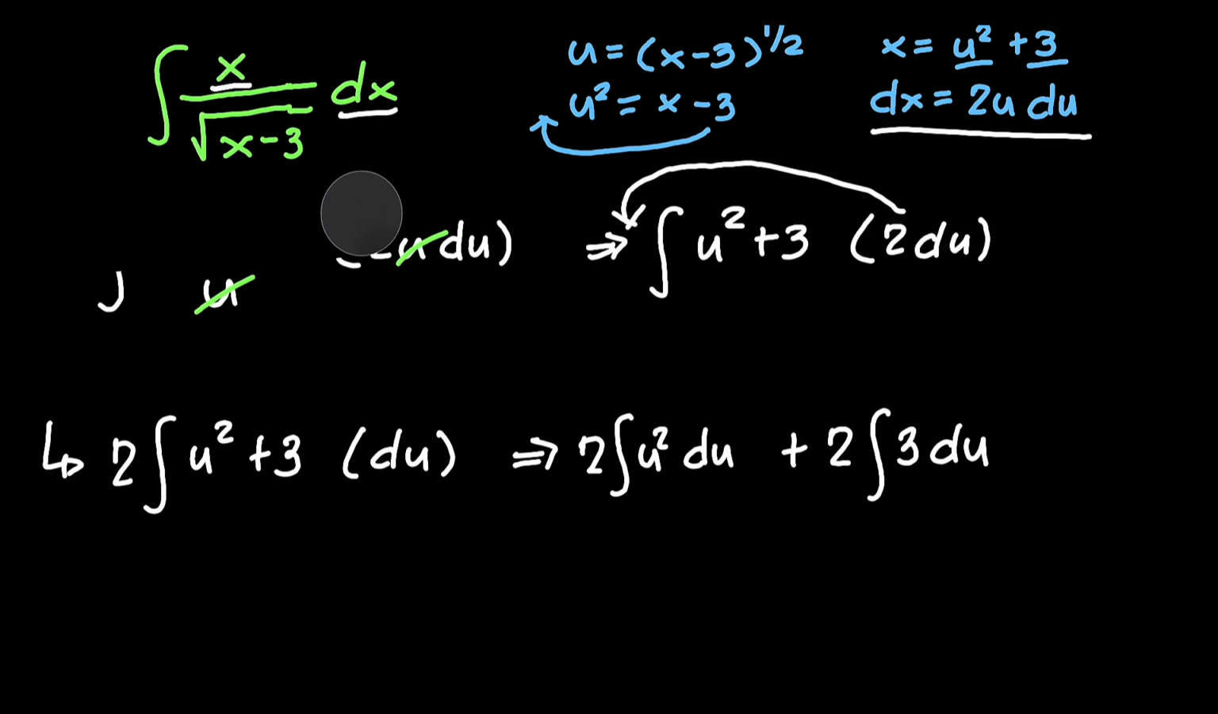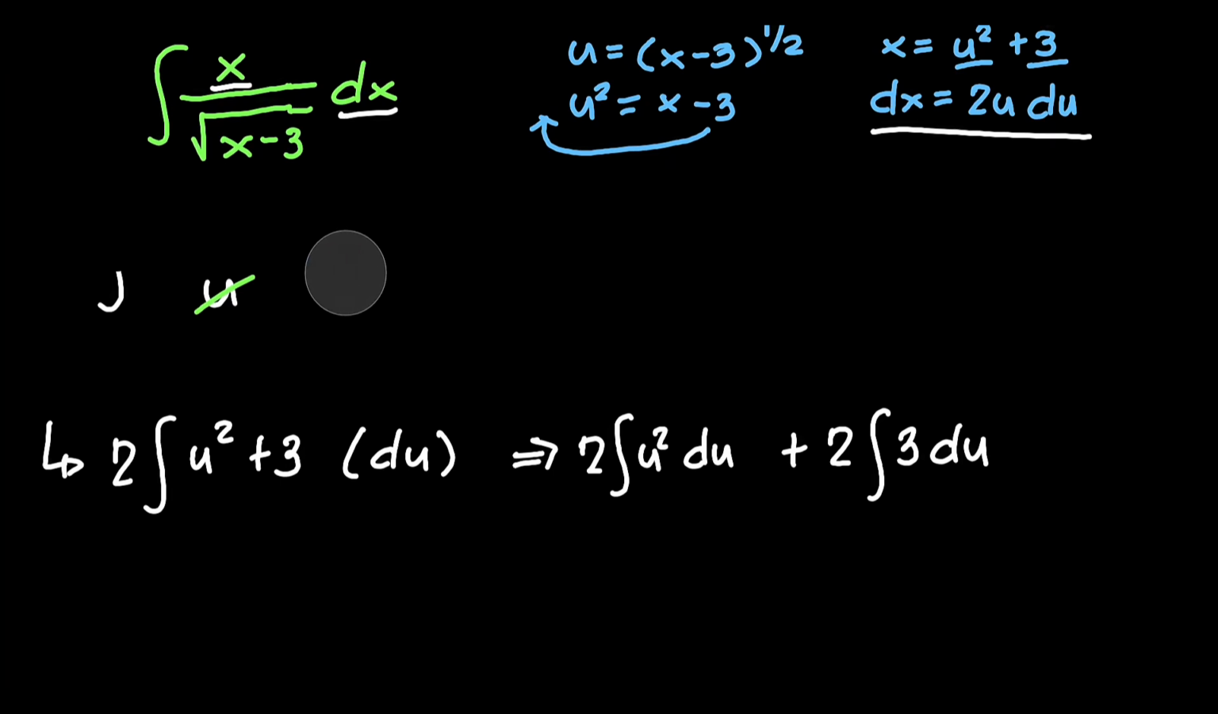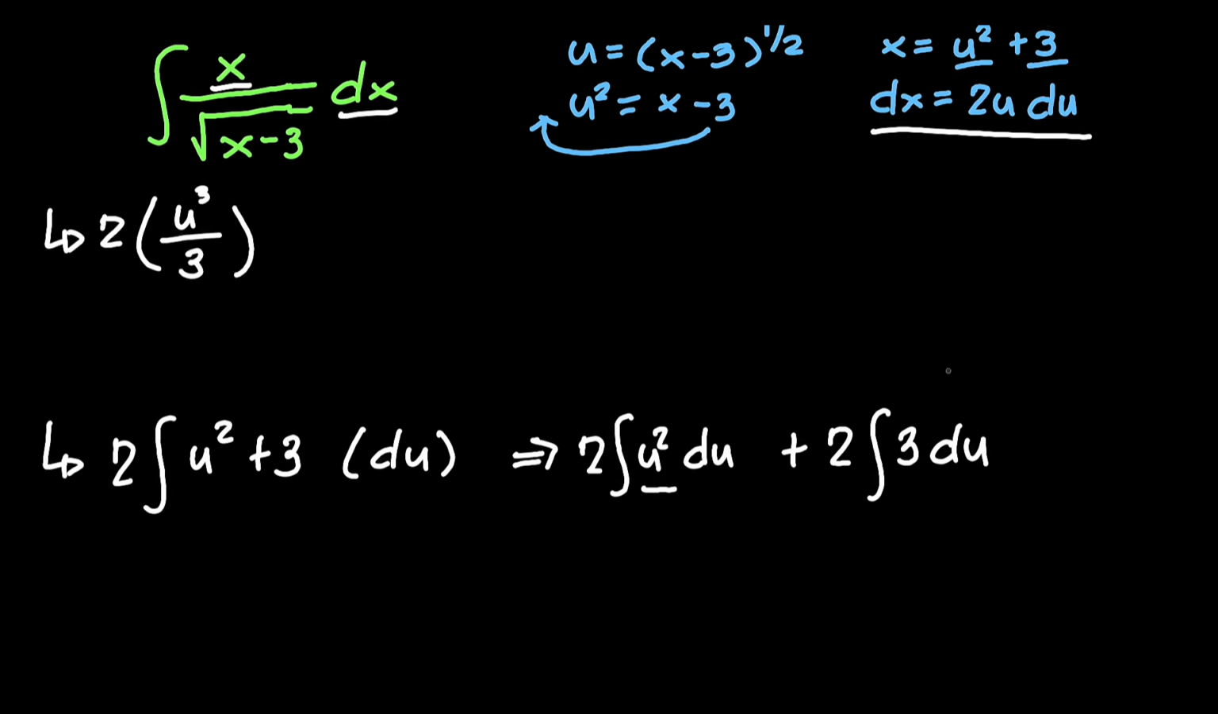And now, let us start integrating this one by one. The integral of u squared, based on the power rule, would become u cubed over 3. The integral of 3 du, well, you can simply put 3 outside the integral, so it will become 6 the integral of du. And so the integral of du is simply u. So it would become 6 multiplied by u. And don't forget to add the constant of integration.